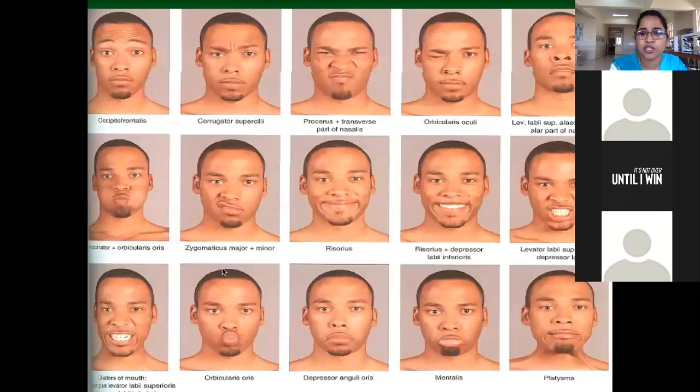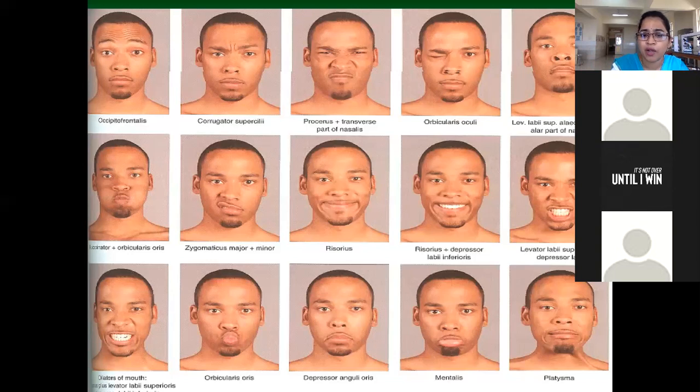Okay. Now see the actions of the muscles. Occipitofrontalis, fright. Okay, you see corrugator supercilii, procerus plus transverse part of the nasalis. You can see the muscles contracting. Orbicularis oculi. Again, there are three parts basically. What we can see, when the orbital part is involved, we have deep constriction of the eye, tight closure of the eye. Whereas light closure of the eye requires only the palpebral part of the orbicularis oculi.